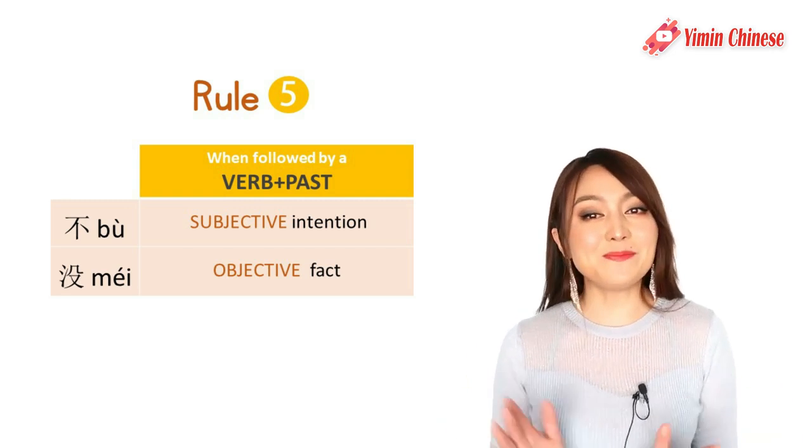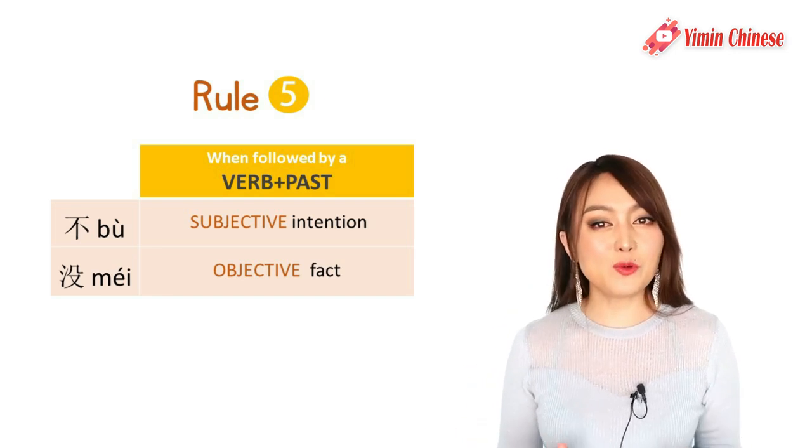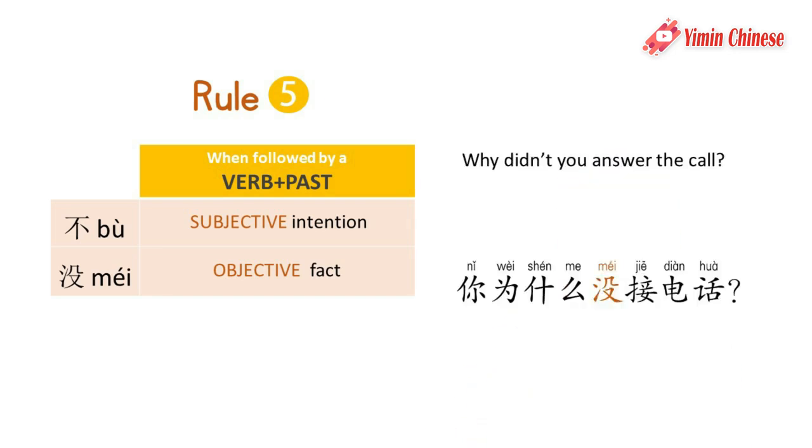Let's see a typical example. Say your wife called you, but you didn't answer. If your wife asks you, 你为什么没接电话? We're using 没. Why didn't you answer the phone? 你为什么没接电话? So when she used 没, she's just asking about the fact. Why didn't you answer the phone? You didn't hear, or you were not with your phone, or you were sleeping.